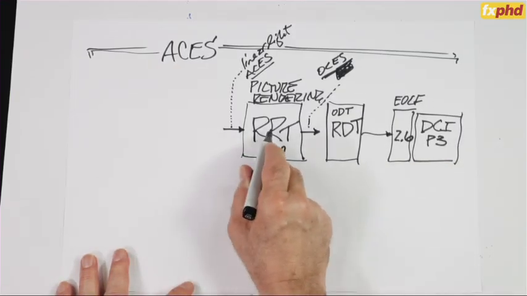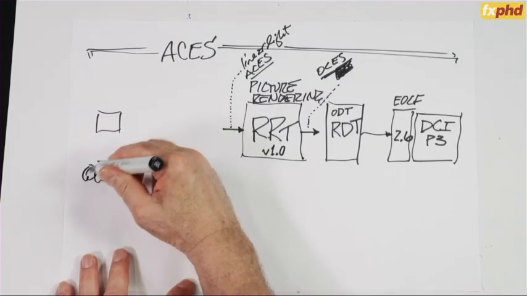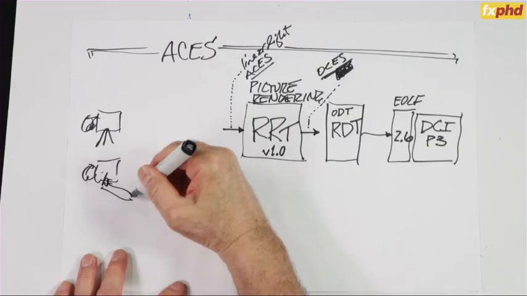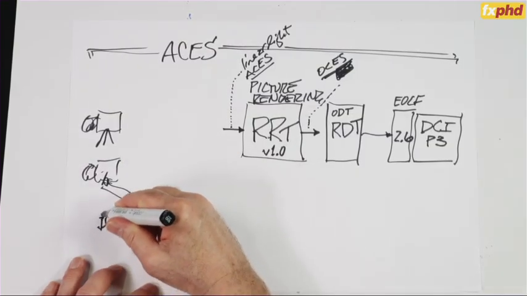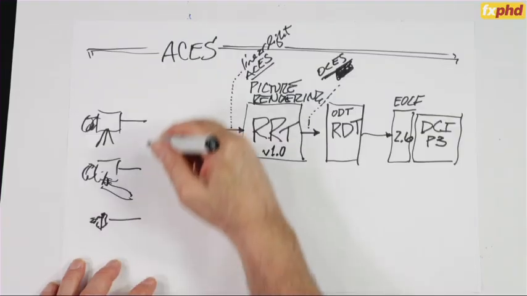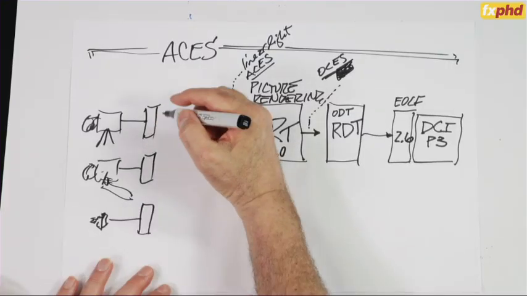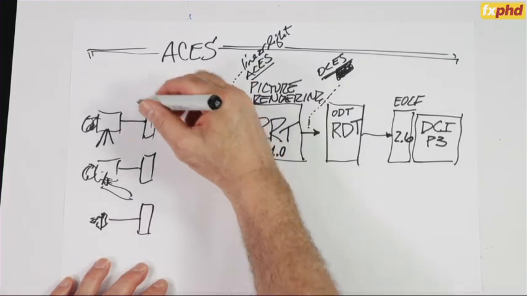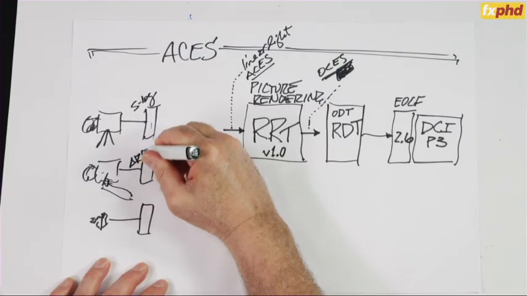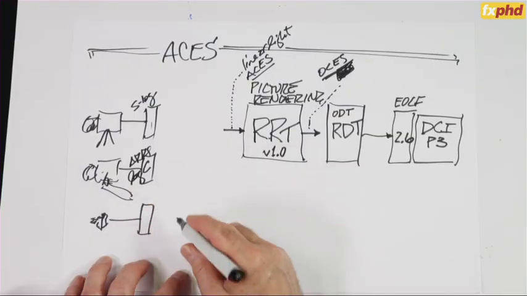Now, on the way into the RRT, of course, we've got cameras, and we can have cameras of various sorts. Some of them can be on tripods, some on jibs, and some can be little tiny GoPro cameras. But we want to be in a situation where we come from different cameras, each with their own color coding, and these will typically be log curves. So we might have one camera doing Sony log, another doing ARRI Log C, and another doing GoPro or whatever their coding is.